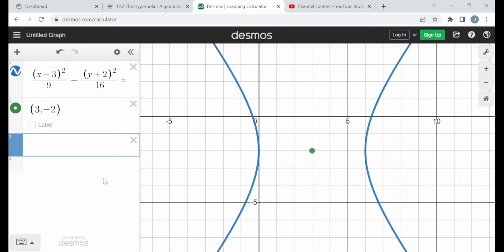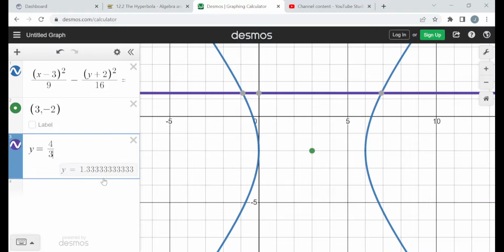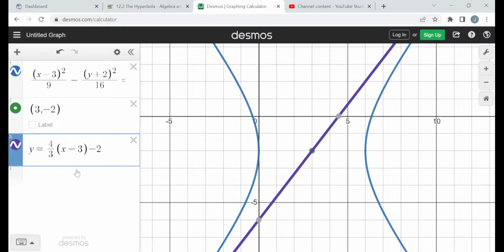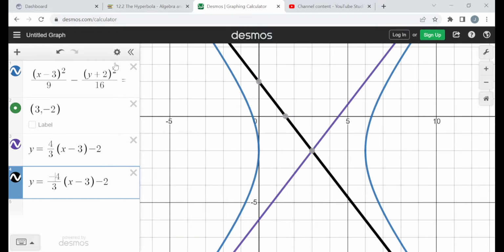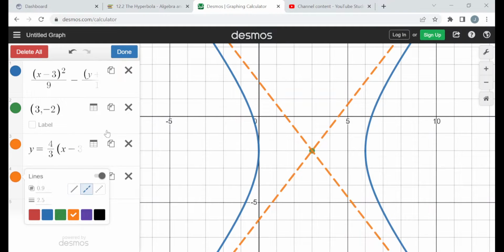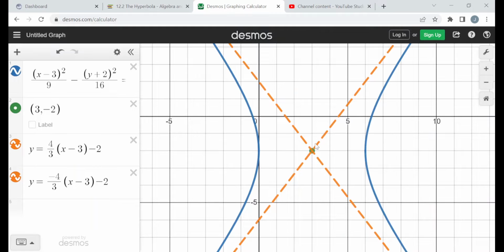And now I'll plot the asymptotes. Now we have the hyperbola drawn. One of them was y equals, 4/3 was the slope, times the quantity x minus 3, x minus h, and then plus k, so minus 2. And I'll draw the other one. I'm just going to copy and paste this one and change the slope from positive 4/3 to negative 4/3, or just throw a minus in front of it. All right, and I'll change these so that they're dashed lines in both the same color. Great. And it looks pretty good.